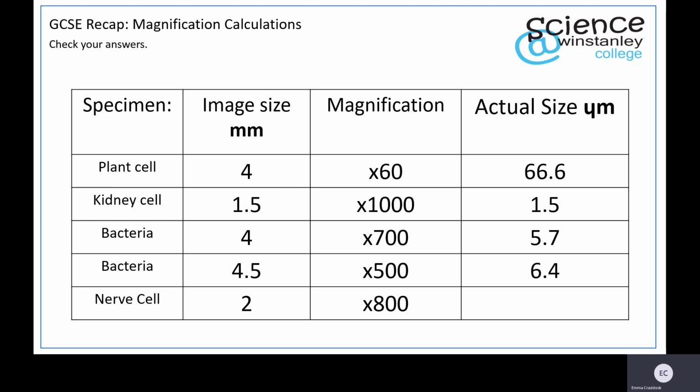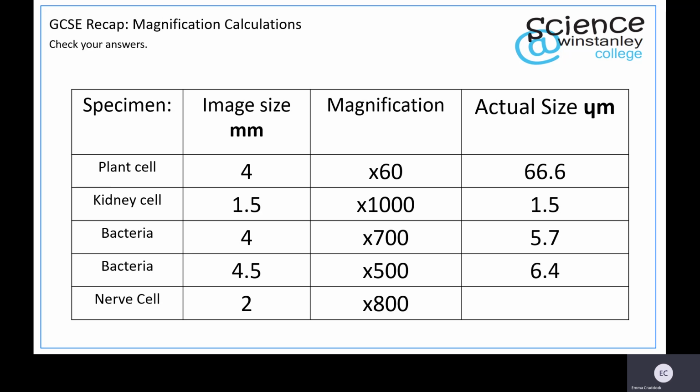For bacteria, to work out the magnification, you would again have done 4.5 times 1,000 to make it into micrometers. You would have then divided 4,500 by 6.4 to get a magnification of times 500.